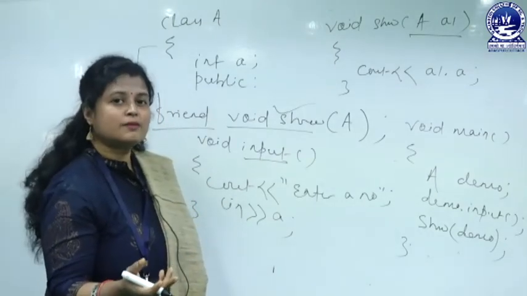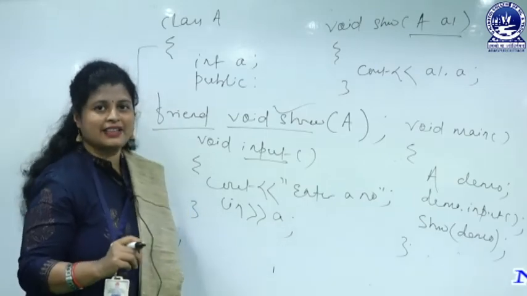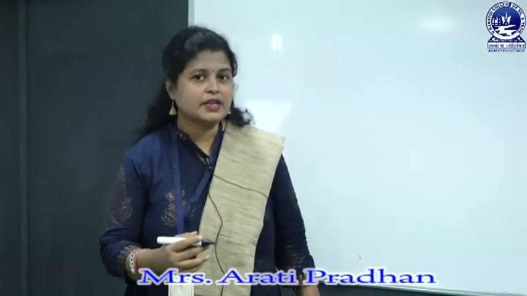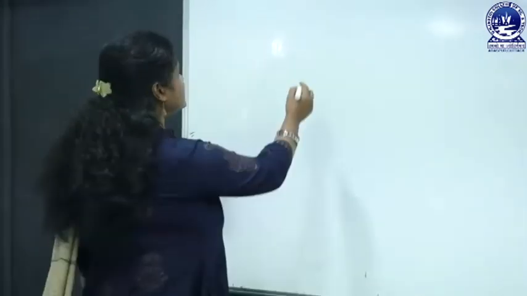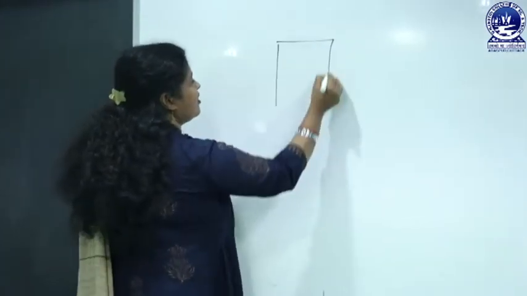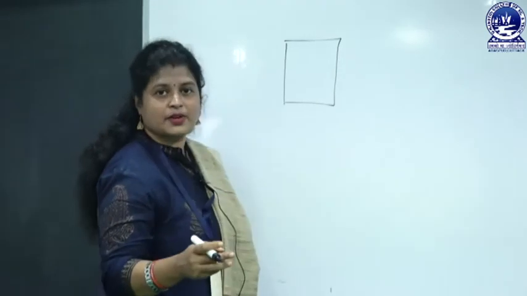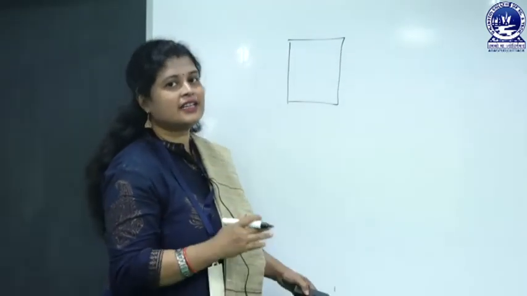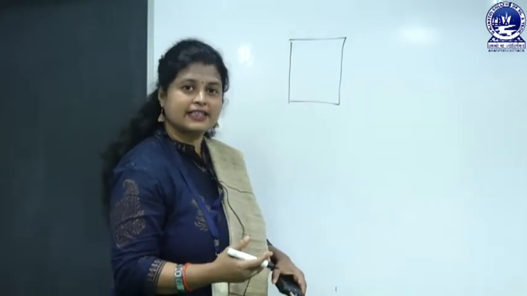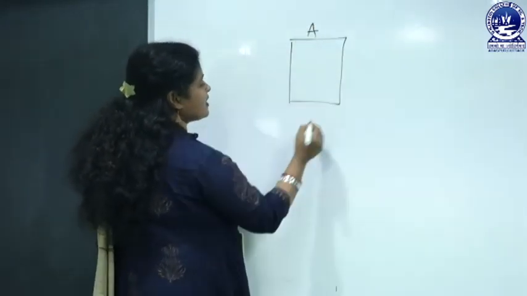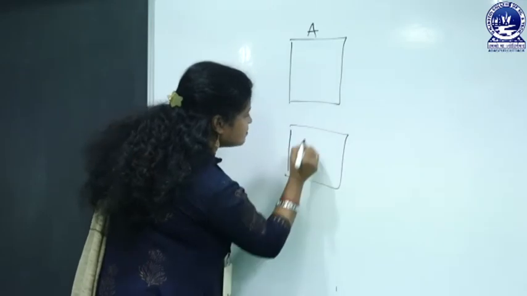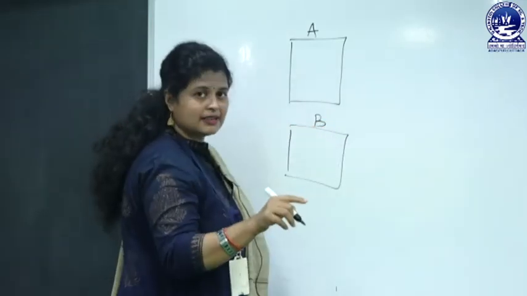Now I am going to explain what is forward declaration. Let's start. Suppose we are using multiple classes and one friend function. In that case, forward declaration is required. How? Suppose you are writing a class. Already I have explained that program in the slide, so here I am only going to represent it diagrammatically. Suppose you are writing a class A and you are writing a class B.